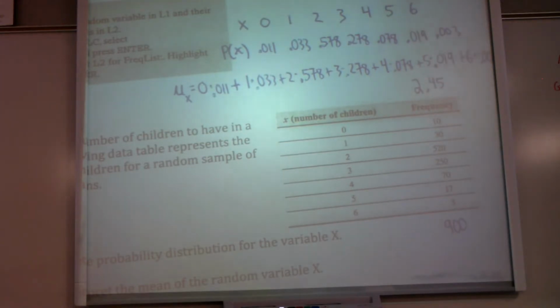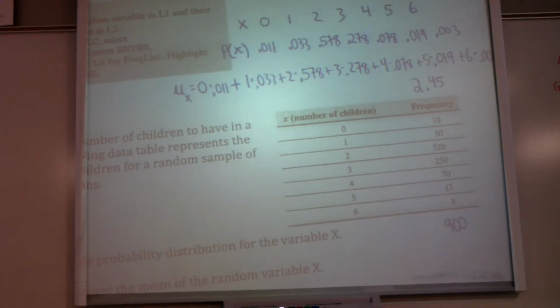Now, one thing that throws people off is they're like, you can't have 0.45 children. Well, this is saying that if we were to look at many, many people and ask many, many people, what is your ideal family number of children, that the long-term average is going to be 2.45 children. So there we go. That is the mean of our random variable x. In other words, our expected value is 2.45. Some people try to round that and don't leave it like that. So that's how we compute and interpret the mean of the random variable.